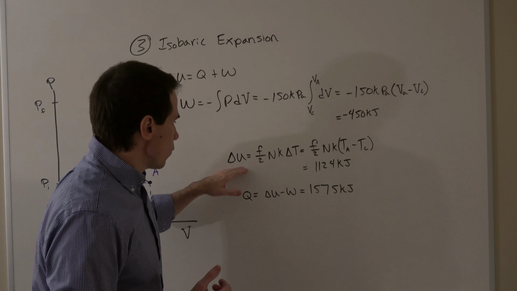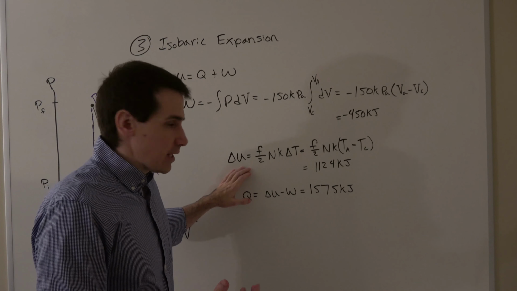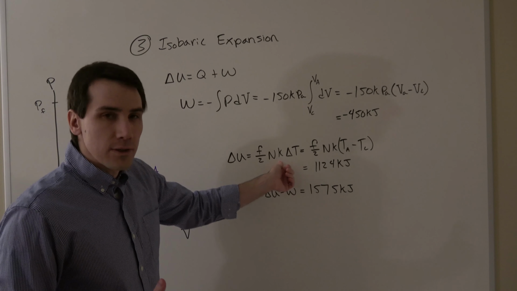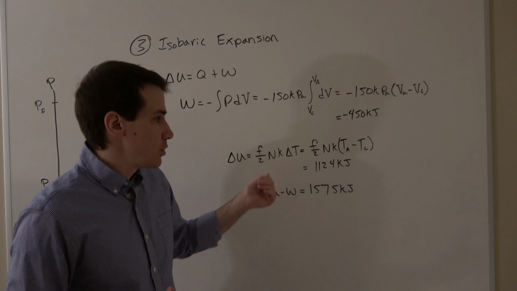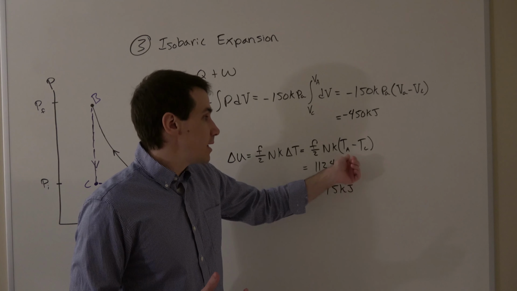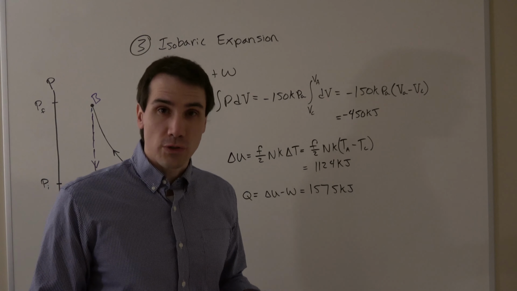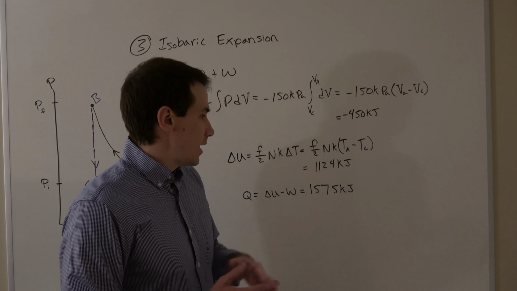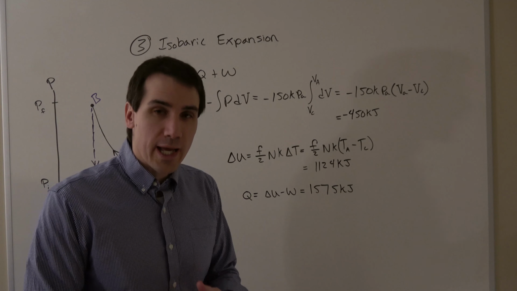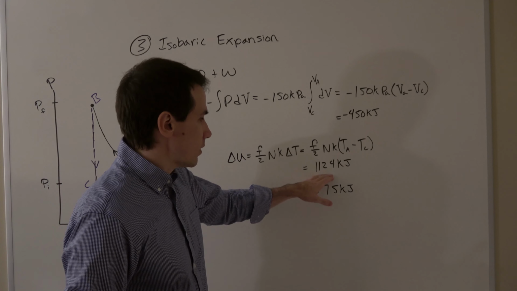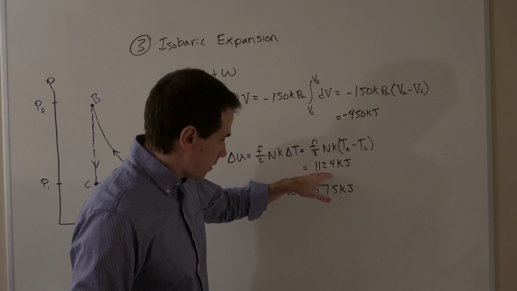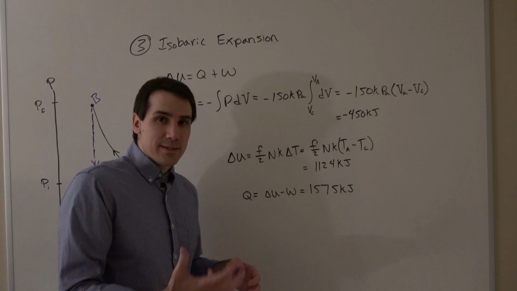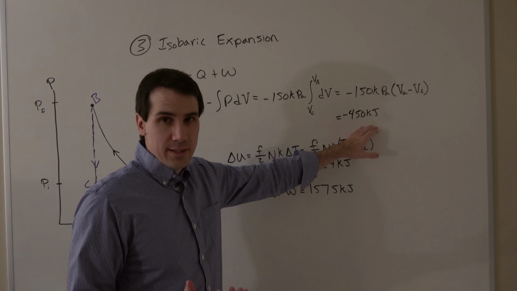Now, the change in energy of the gas, we can also find using the equipartition theorem again, where we use the change in temperature. We just calculated Tc, and Ta can be calculated just from initial conditions using the ideal gas law. Plugging in those two temperatures, we get a value for the change in energy of the system of 1124 kilojoules. So energy is added to the system even though the work done on the system is negative.